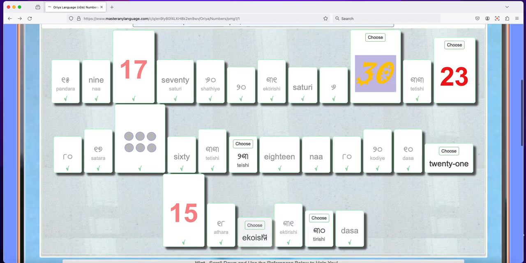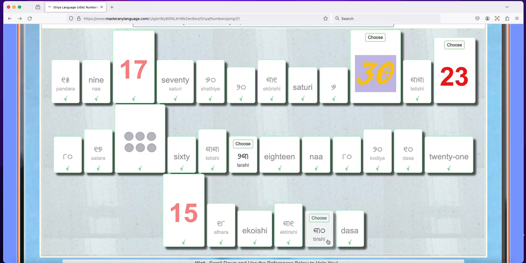Tirishi. Ekoishi. Teishi. 30, 23, 21. Ekoshi. Sounds like 1. Ek. So then maybe that's 21. Ekoshi. Ekoishi. Then 23. Teishi. Or Teishi is 30 or 23. Tirishi. Eka. Tini.